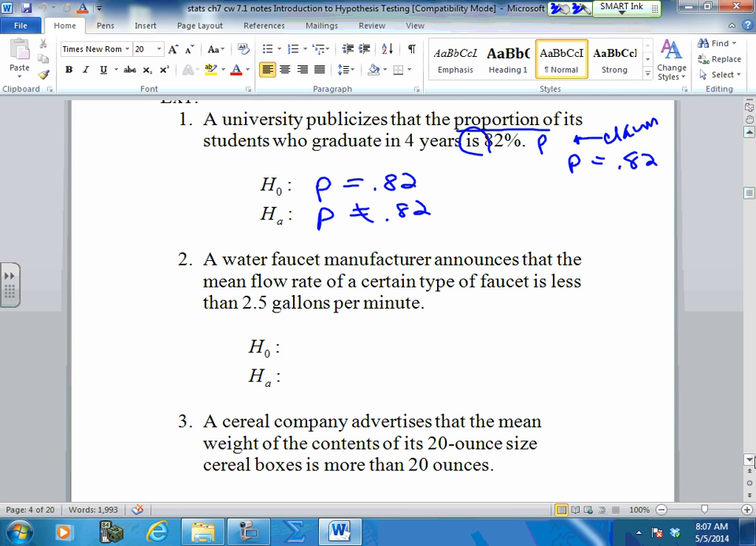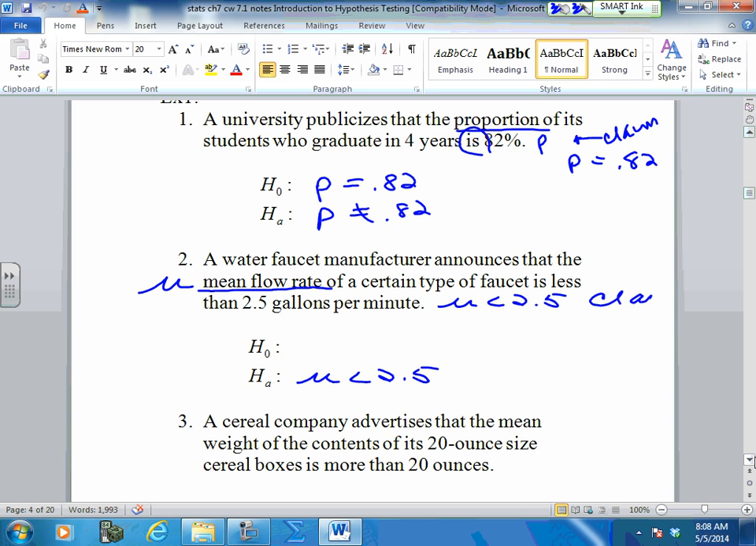A water faucet manufacturer announces that the mean flow rate of a certain faucet is less than 2.5 gallons per minute. What symbol stands for mean? Mu. This is from our population, right? We're using our population. So how do I write the statement that the mean flow rate is less than 2.5 gallons per minute? Mu is less than 2.5. Good. Is that the H0 or the HA? HA. Good. Because this does not contain an equal sign.